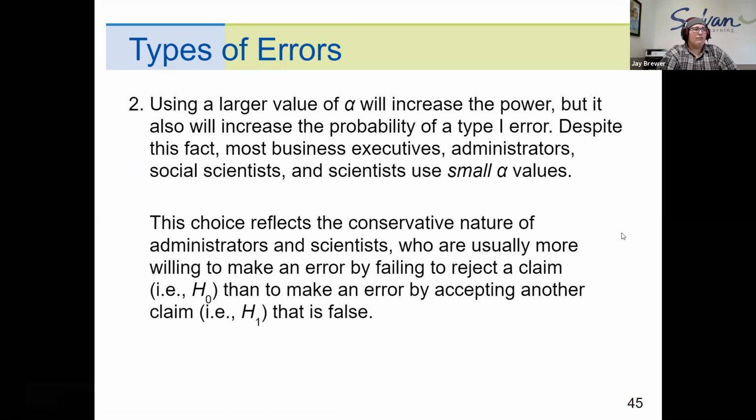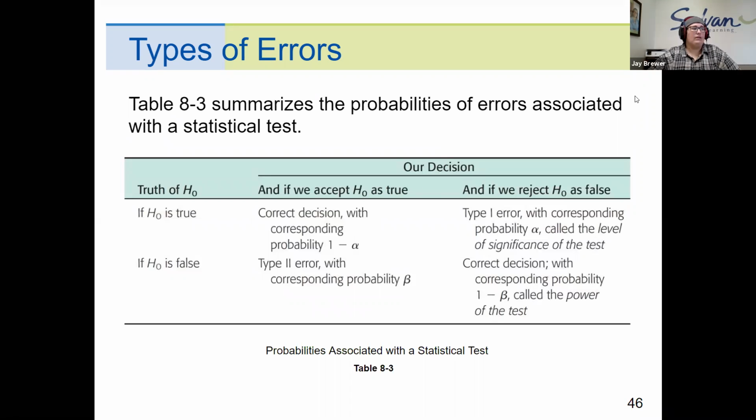Using a larger value of alpha will increase the power, but it will also increase the probability of a type 1 error. Despite this fact, most business executives, administrators, social scientists, and scientists use a small alpha value. This choice reflects the conservative nature of administrators and scientists who are usually more willing to make an error by failing to reject a claim than to make an error by accepting another claim that is false. Again, I cannot stress how much you need to pay attention to the tables in this chapter.